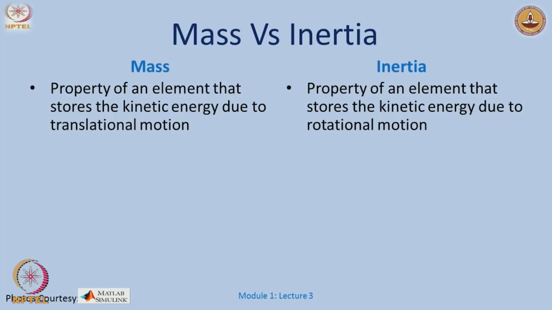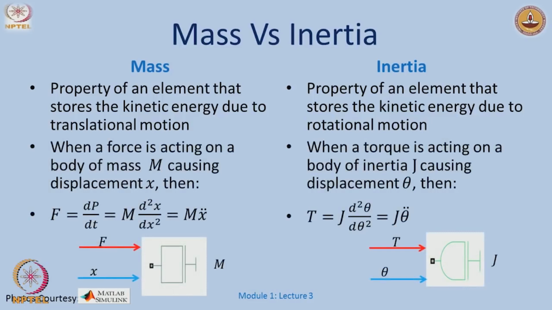Okay, so what is mass? Mass is a property of an element which stores kinetic energy, right? And what does this mass do? When a force is acting on a body of mass m, it causes a certain displacement x. And what does Newton's second law tell me? That the force is just the rate of change of momentum, right? That's a statement of the second law.